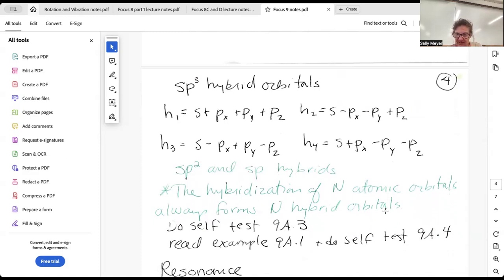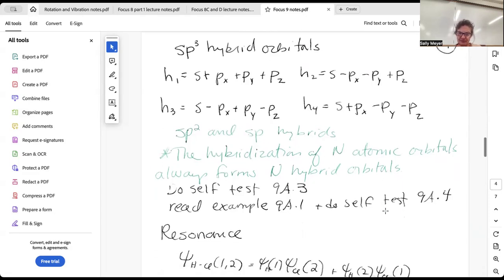Okay, so the hybridization of any number of atomic orbitals always forms the same number of hybrid orbitals. So sp3 are 1 part s, 3 part p, and you're always going to get the same number. So that means you're going to get 4 hybrid orbitals. sp2, you're going to get 3, and sp, you're going to get 2.